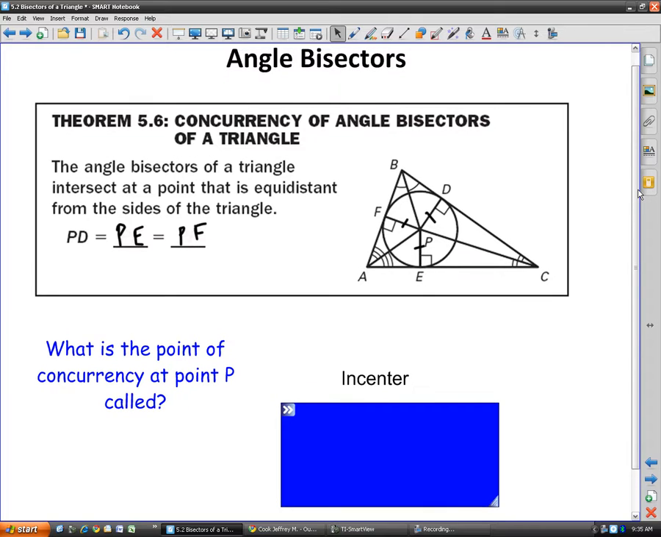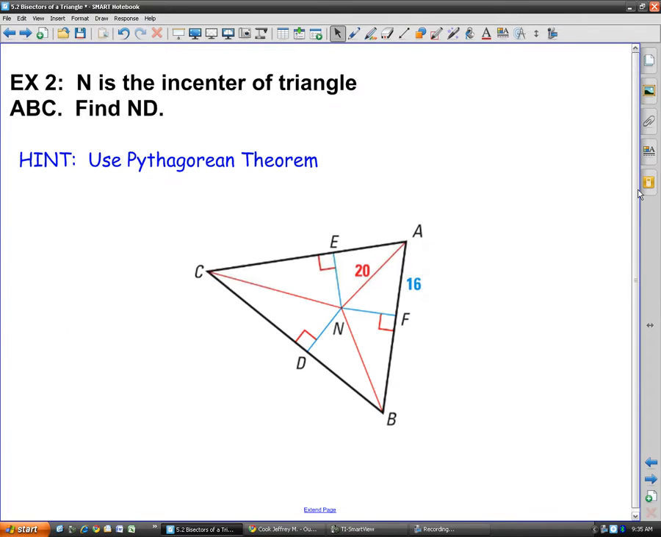So then, for example 2, N is the incenter of the triangle. Find ND. And it says, hint, use Pythagorean theorem. So we need to find this length right here, ND. Okay, well, if this is the incenter, these guys are angle bisectors. And if you pause it and you want to do it on your own, that's fine. These guys are angle bisectors, which cut the angles in half. And so you'll notice I'm not marking all the angles the same.